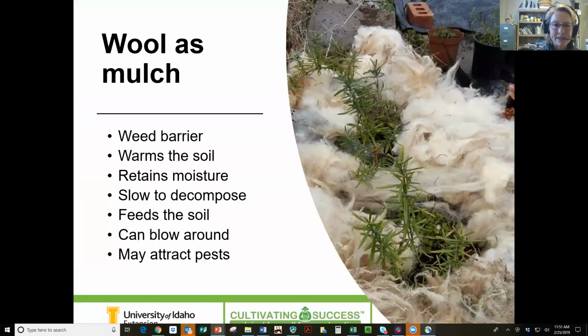which is fun. And if all else fails, you can use wool as mulch. It's a good weed barrier. It warms the soil, retains moisture. It's slow to decompose and feeds the soil. And it can blow around. That's a bad part, and it may attract pests. So there's a little bit of downside, but it is another use.